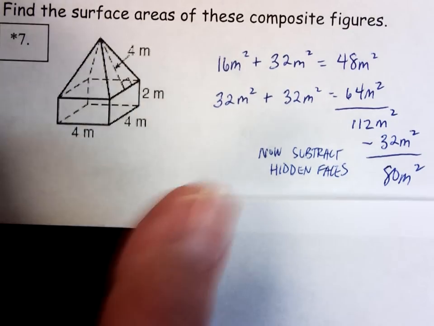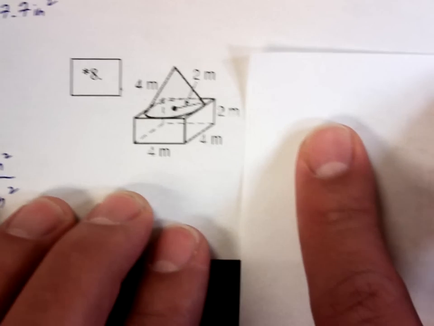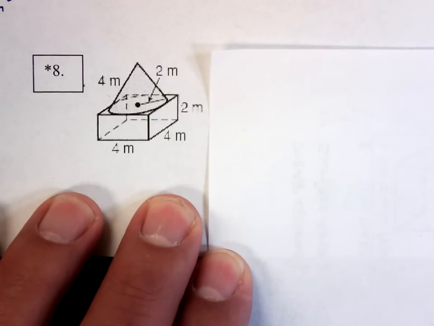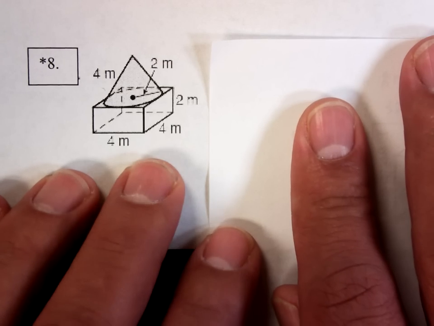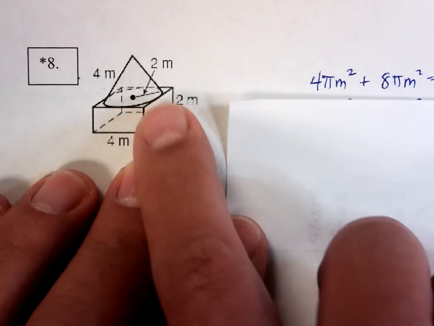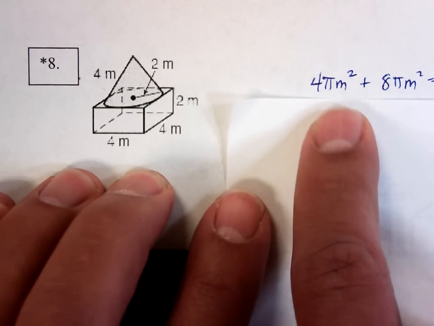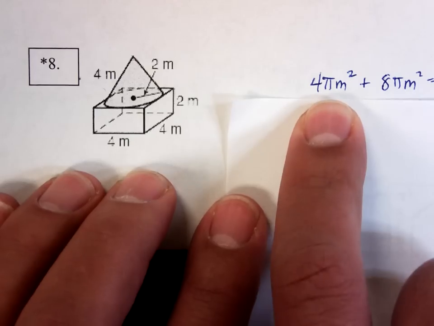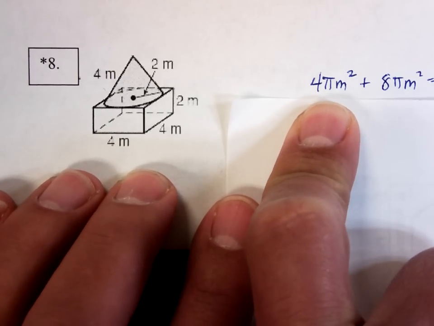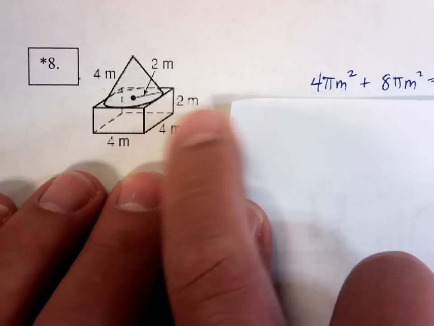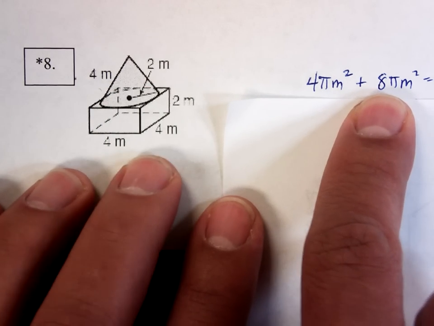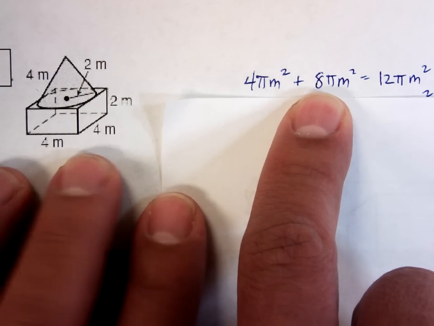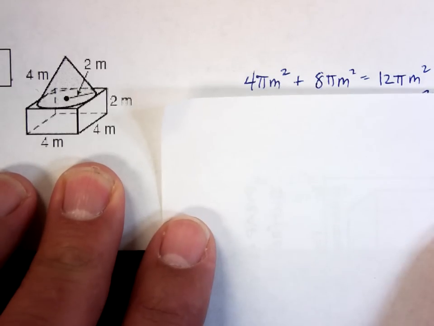We'll do more of these in class. Just have an idea of how these work. So it's sort of the same thing here. Now I have a cone sitting on top of a prism. So let's find the area of the entire cone first. The area of the base, radius is 2, 2 squared is 4, so the area of just the circle is 4 pi. Then I have to do the lateral area, which is pi r l. r is 2, l is 4, gives me 8 pi for the lateral area. Add that up and you get 12 pi meters squared for the cone. That's the entire cone.